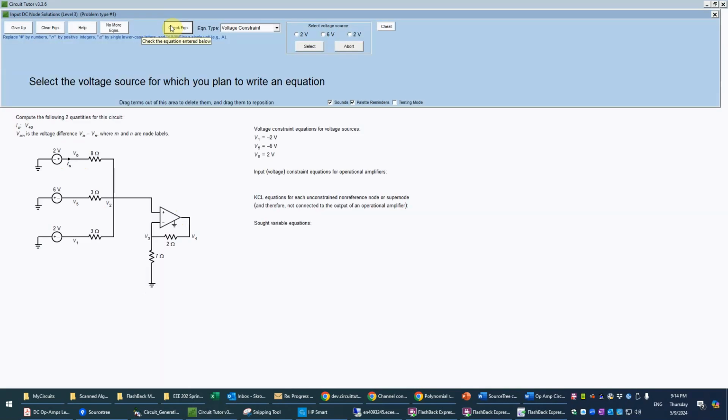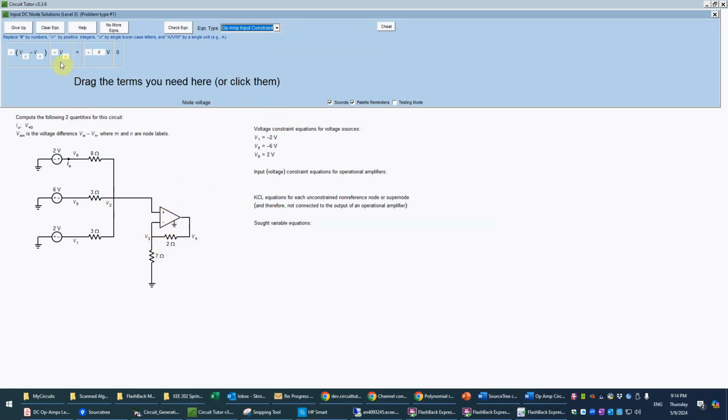So that is correct. And now we have the special type of equation that we always have for op amps, which basically expresses the fact that these 2 inputs are kept by the feedback at the same voltage. So that's called an op amp input constraint equation. And we could write it various ways, but it basically says V2 equals V3. So we could write V3 minus V2 is 0, or I'll just write V3 equals V2, I guess. Doesn't really matter how we write it.